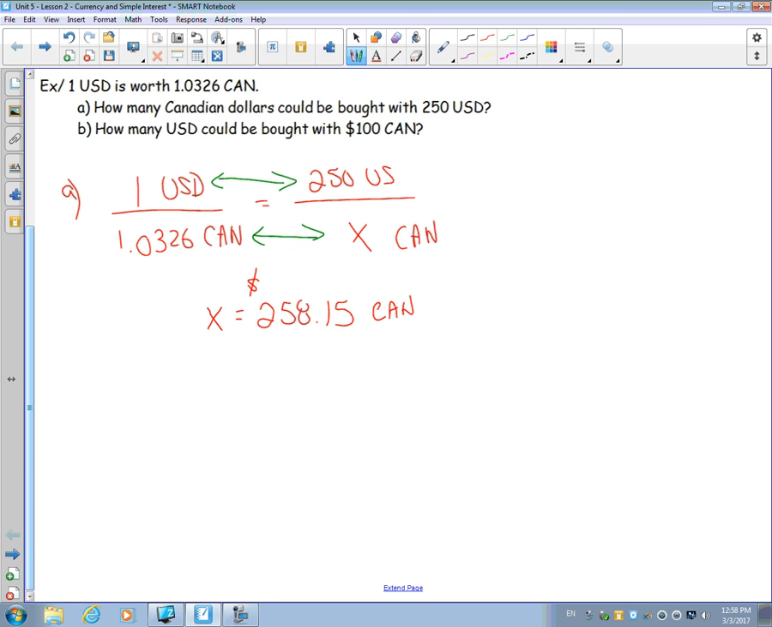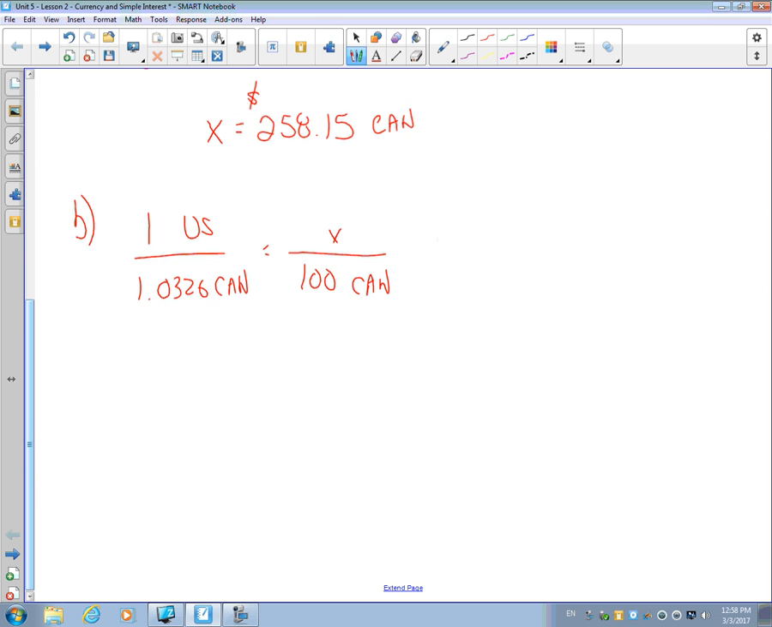Okay, in part B, same idea. How many US dollars can be bought with 100 Canadian? So take the ratio that we know, 1 US, 1.0326 Canadian, and this time we're asked about 100 Canadian. So to match our units, it's got to go on the bottom, and our X will go on the top. We'll cross multiply again. 100 equals 1.0326x. Divide both sides by 1.0326. And we should end up with $96.84. And that's in US. So I'll move this over here just so I have my units in here. US.